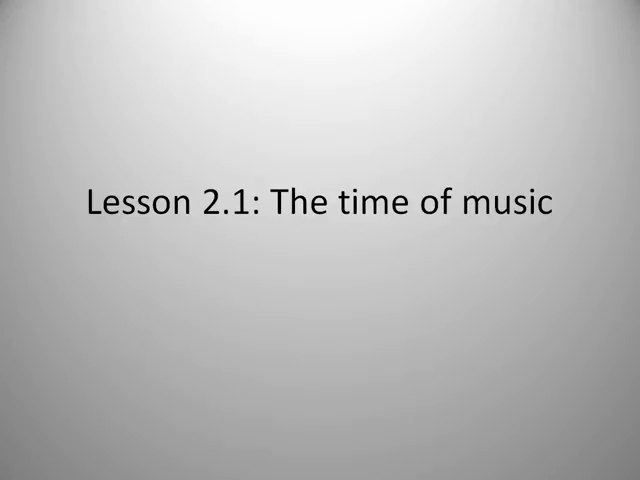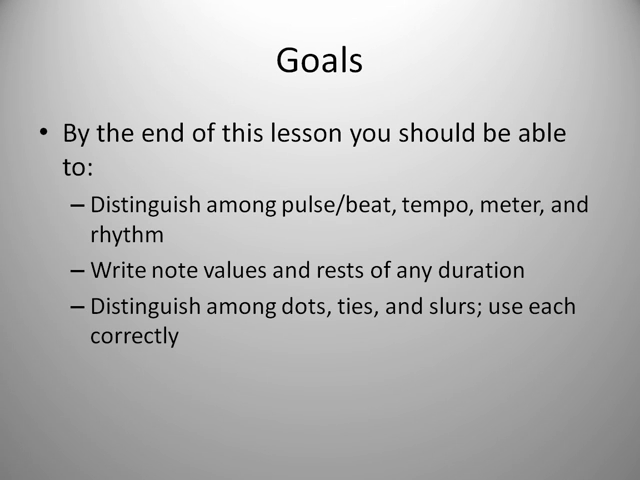In this lesson you will learn about durational aspects of music, including pulse, tempo, rhythm, and meter. By the end of this lesson you should be able to distinguish among pulse and beat, tempo, meter, and rhythm. You should be able to write note values and rests of any duration, and you should be able to distinguish among dots, ties, and slurs, and use each correctly.